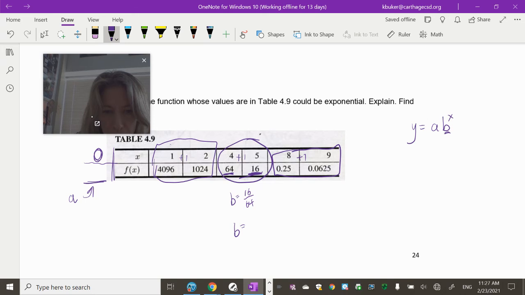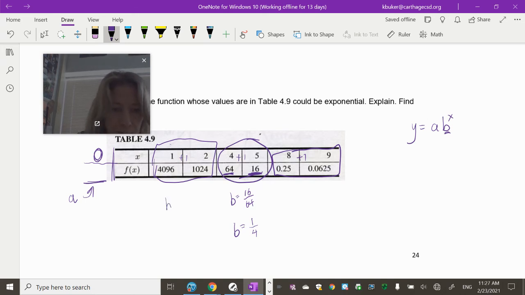Which we should expect for our b value. So you have to take any consecutive x values matching y values and take the latter one and divide it by the previous one. Okay, I know that 16 divided by 64 is 1/4. I might want to test it for the others.